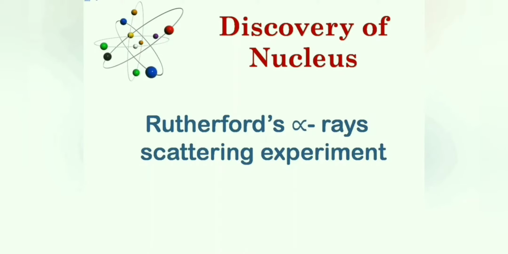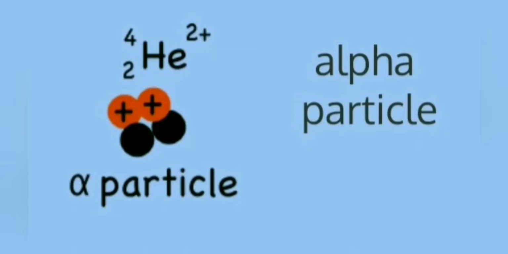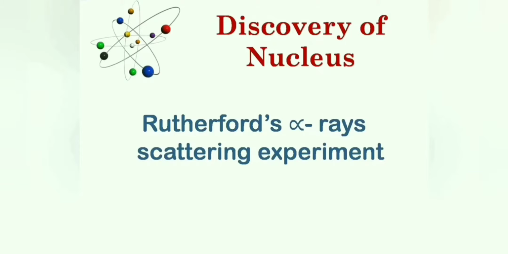So Rutherford's alpha ray scattering experiment is very important, and we are going to discuss this. The alpha particle we are going to discuss is two protons and two neutrons. It is actually a helium ion, and they are very tiny, and each alpha particle carries a mass of 4 units. So, the discovery of the nucleus.